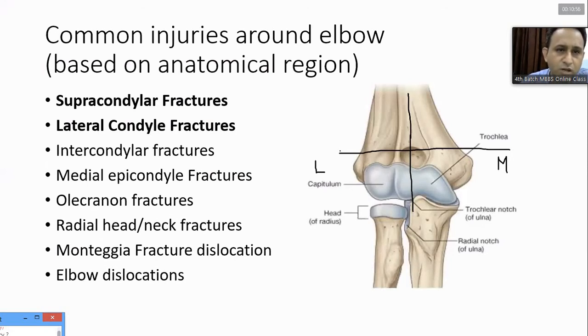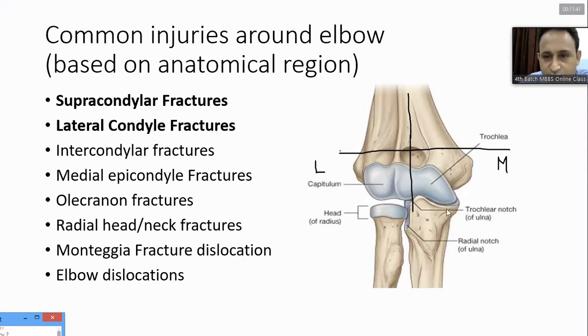Quite logically, the common injuries around the elbow are based on anatomical reason. Let's say I'm dividing this further into lateral and medial areas and the bisector of the humerus. Any fracture occurring above the condyles, in this region, is the supracondylar fracture. Supra is above, condyle is condyles. If it is occurring around the lateral condyle, that's a lateral condyle fracture. If it is in the medial condyle or epicondyle area, that's a medial epicondylar fracture. If the fracture line is passing between the two condyles, that's an intercondylar fracture.